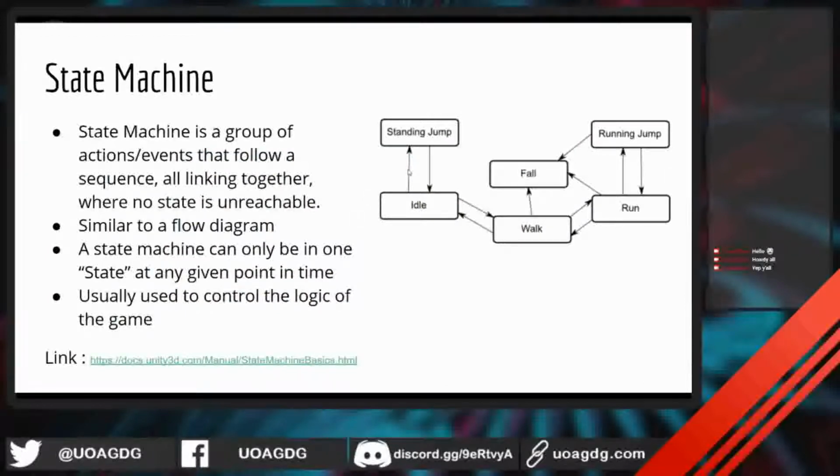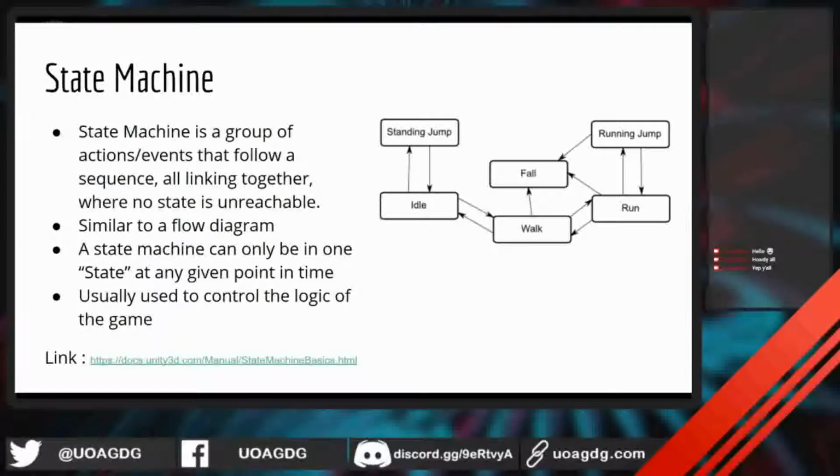State machines are essentially flow diagrams, just different states which usually loop back into each other, which allow the game to actually have some base logic, or to follow a pattern. So, a group of actions or events follow a sequence, all linking together. There should never be an unreachable state.